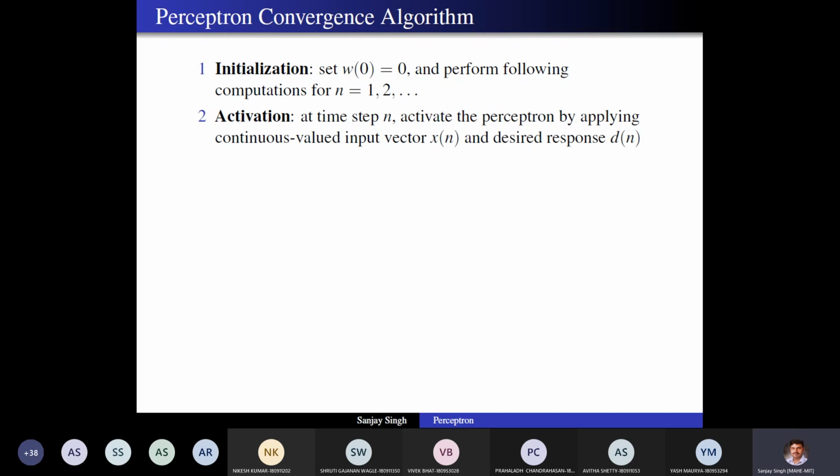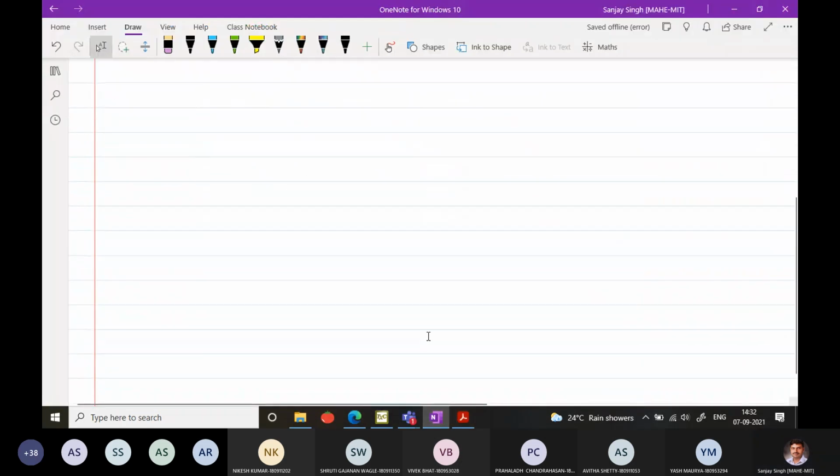And then there is activation. At time step n, activate the perceptron by applying the continuous-valued input vector xn and desired response dn. Effectively, if you remember, we said the sum of wi xi, with i varying from 0 to m, whatever it may be. So initially all weights are 0, but there must be some bias which may not be 0.